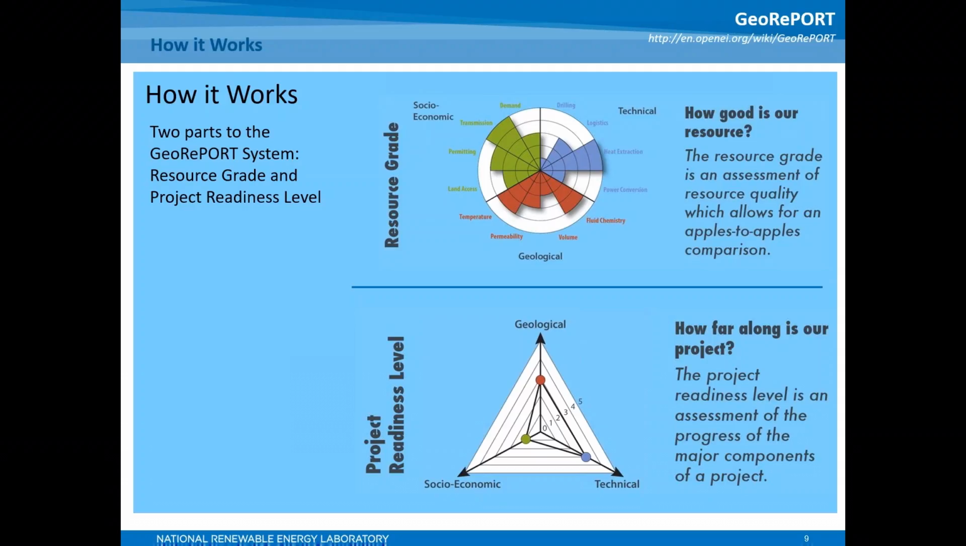Resource grade is represented using a polar area chart with different colors for each of the three topics: red for geological attributes, blue for technical attributes, and green for socioeconomic attributes. 4 major attributes were identified for each of these three topics. For example, technical grade has the attributes of drilling, logistics, reservoir management, and power conversion. Each of these attributes are further broken down into sub-attributes, as I'll demonstrate later in the presentation.